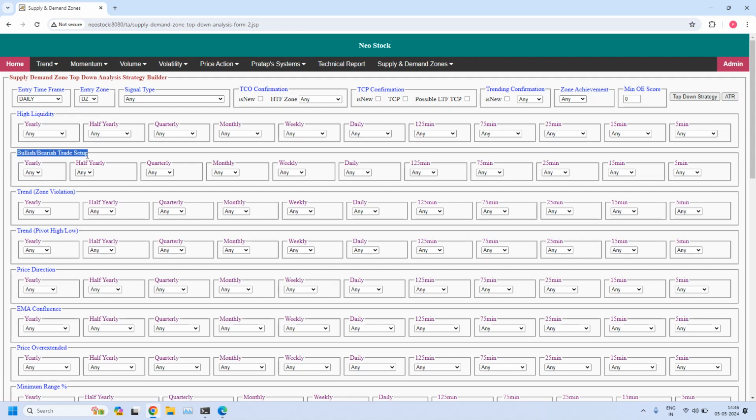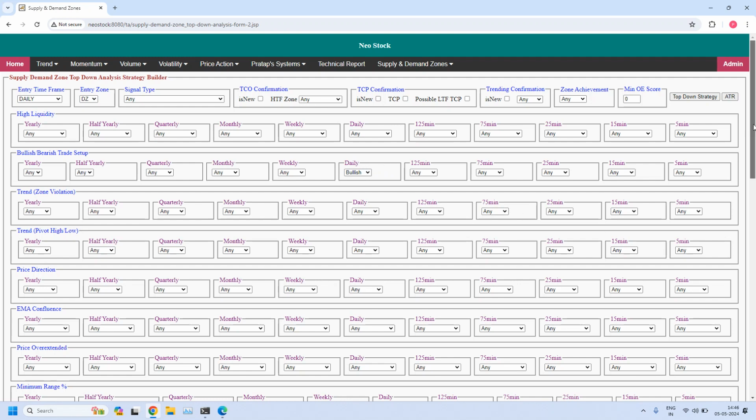And in bullish or bearish trade setup, parameter in this third row, in daily time frame, because entry time frame is a daily, just select the value bullish. That means a bullish trade setup is ready. You can generate the stocks, but I want to add 3 additional filters.